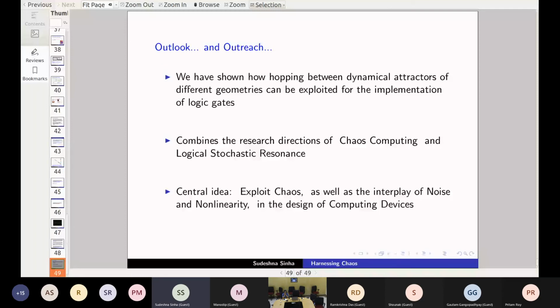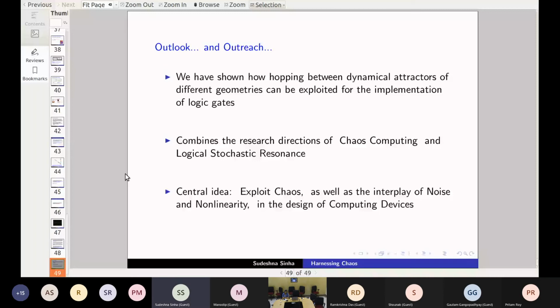So we have basically shown, at least in the last part, that you can hop between dynamical attractors of different geometries, and you can implement logic gates. And this last part combined chaos computing and logical stochastic resonance. But there was something in the beginning which I haven't put in the summary slide. So the last point here is a wrap-up idea of all the parts.